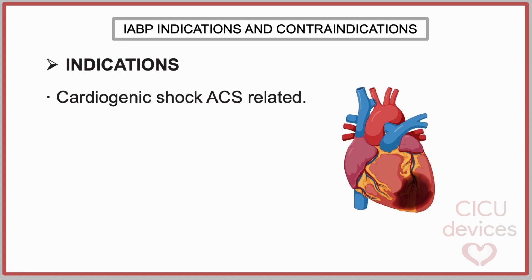The principal indication for intra-aortic balloon pump therapy is cardiogenic shock, particularly secondary to acute coronary syndrome, where the device serves as a bridge to recovery, revascularization, or definitive support. IABP can increase diastolic coronary flow and reduce myocardial oxygen consumption, thereby improving the balance between oxygen supply and demand in the ischemic myocardium. The IABP also reduces left ventricular afterload and increases stroke volume.